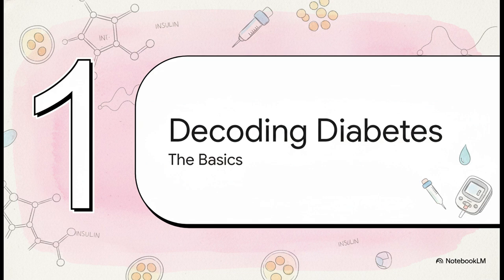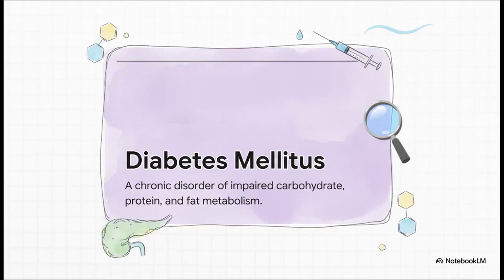If you're a coder, you see this condition all the time. It's probably the most common one in this chapter, and it has its own very specific set of rules and complexities. So what exactly is it we're coding? So in its very core, this is the official definition. And you'll notice it's not just about sugar. It's a much deeper problem with how the body processes all its main fuel sources. This impairment is really the root cause of all the complications we're about to get into.